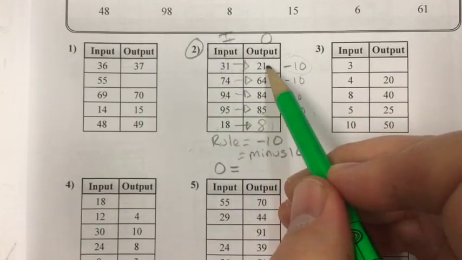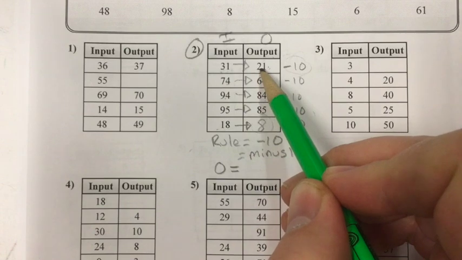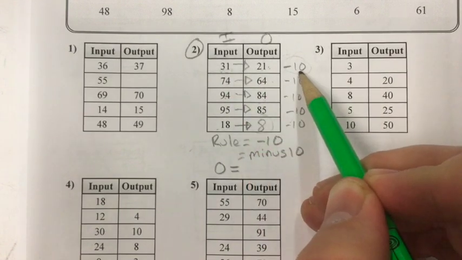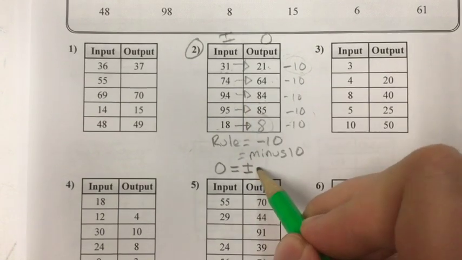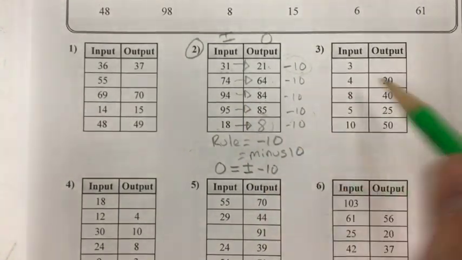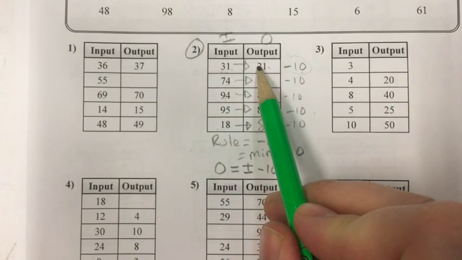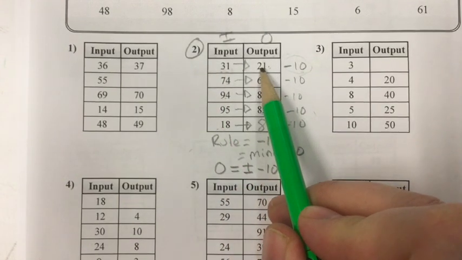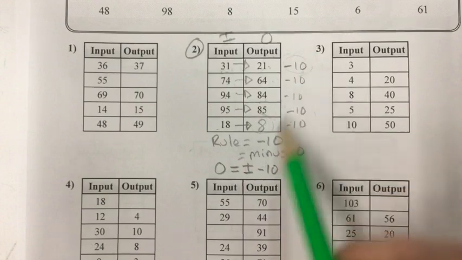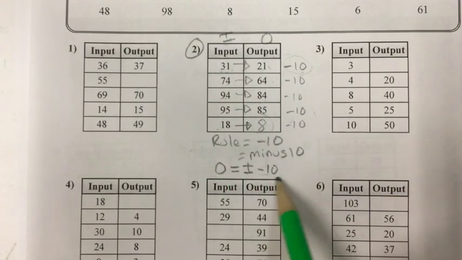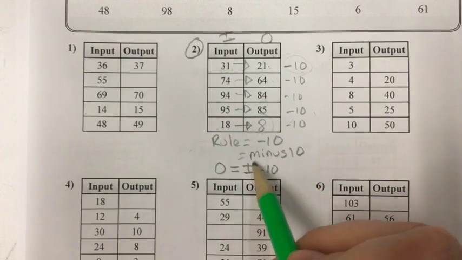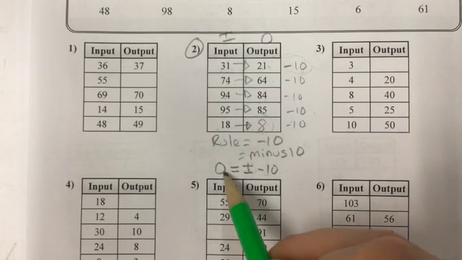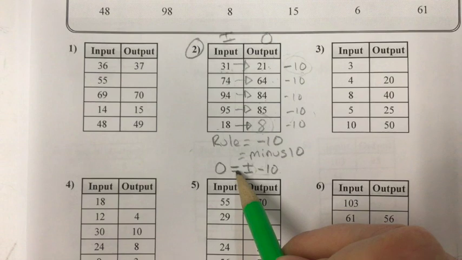So it's going to be equal to, so 21 is equal to 31 minus 10. So whatever my input is, my I, minus my rule in this case. So my output is equal to my input minus 10. So whatever number, 18 minus 10 is 8. 95 minus 10 is 85.